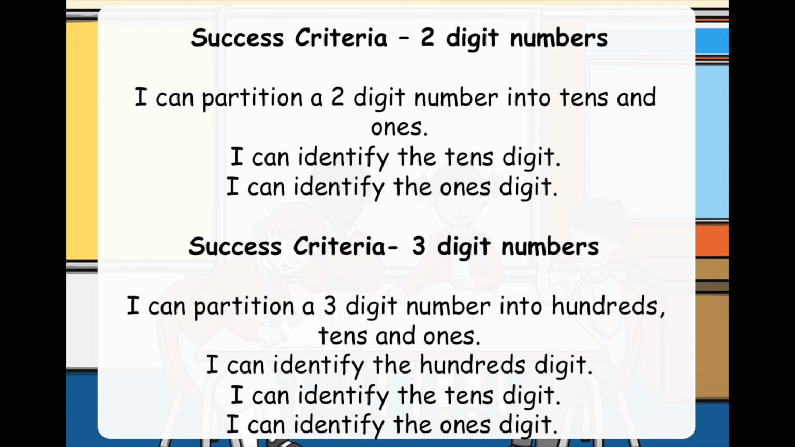If you have done hundreds, tens and ones in class with me and Miss Rioch, and you feel very confident with 2-digit numbers, your success criteria can be: I can partition a 3-digit number into hundreds, tens and ones, I can identify the hundreds digit, I can identify the tens digit, and I can identify the ones digit. Please choose the success criteria and task that you are comfortable with.